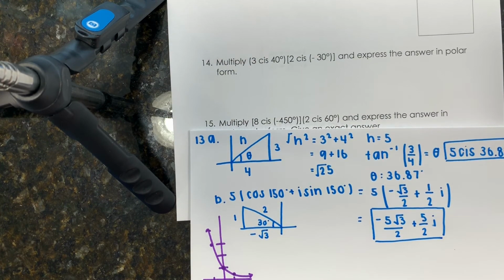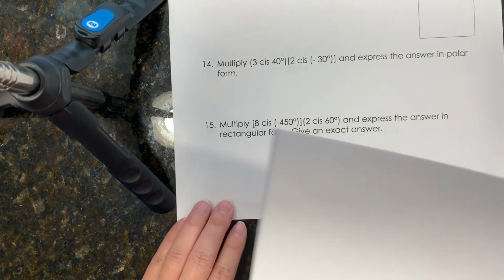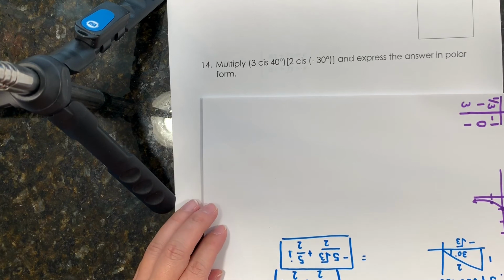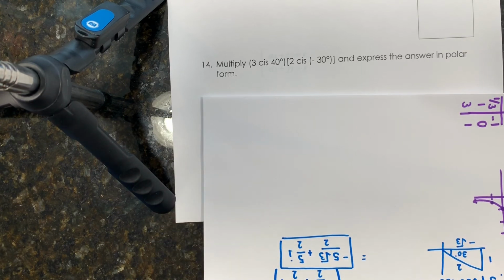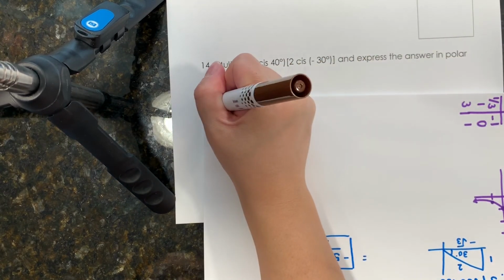Now hopefully you've attempted these two problems for number 14 and 15. So when you're multiplying, this one says to multiply these two polar forms together. You multiply the outside numbers and then you add the degrees. Now remember to make sure you pay attention to what the problem is asking.